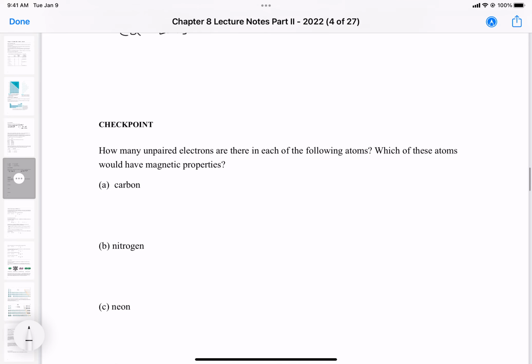So now let's do this example. How many unpaired electrons are there in each of the following atoms? Which of these atoms would have magnetic properties? So carbon, remember, carbon is in group 4, period 2.